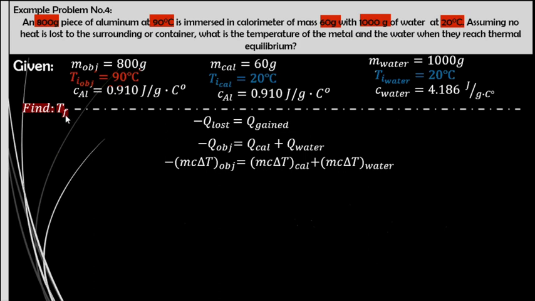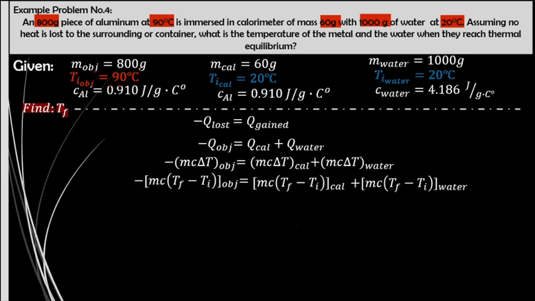Since we are looking for the final temperature, we can replace delta T as T sub F minus T sub I. So again, delta T is the change in temperature. And when we say change in temperature, we're always computing that using the final temperature minus initial temperature. So all we have to do is to replace the delta T of the object, the delta T of the calorimeter, and the delta T of the water using T sub F minus T sub I.